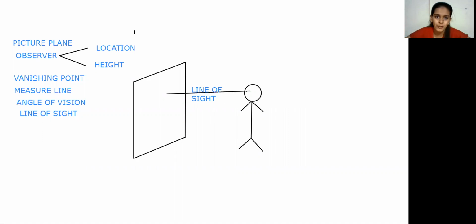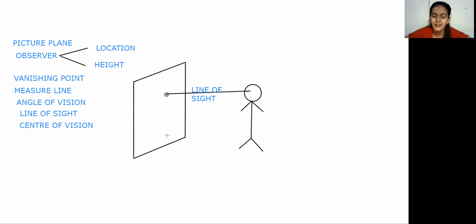Now consider this point. Which point? Where the picture plane and line of sight meet. Now this point is the center of vision. So we are focusing on that point. The intersection point of the picture plane and line of sight is known as the center of vision.